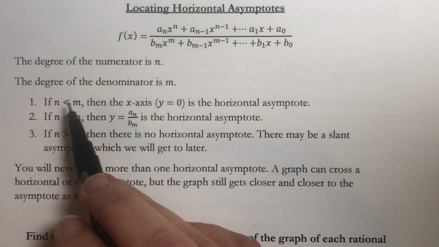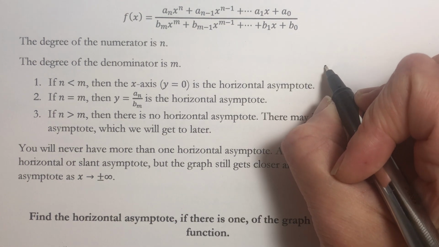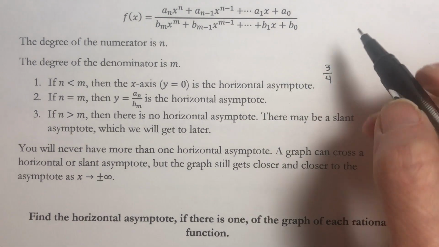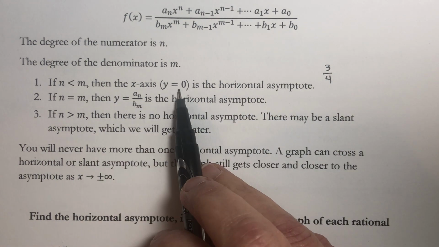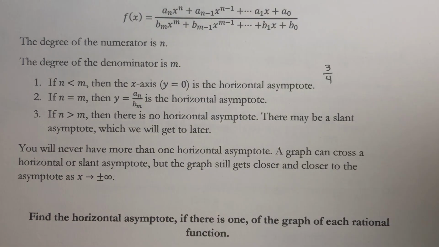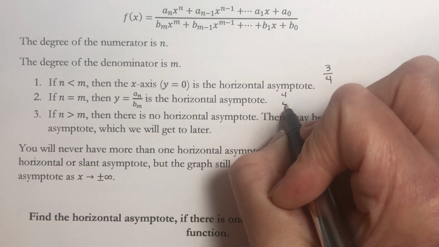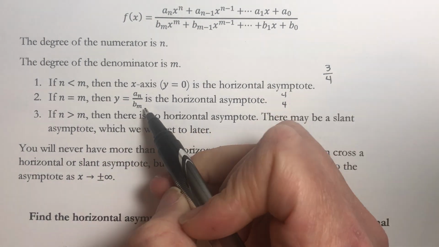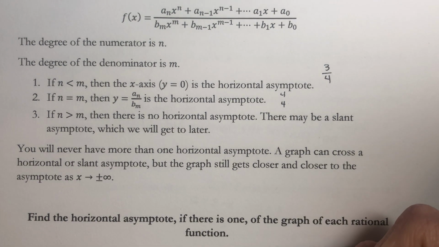If n is less than m, I think of this as having a proper fraction. So if I have 3 over 4, where the degree of the top is less than the degree of the bottom, then the x-axis is a horizontal asymptote every time. If they do that, x-axis, horizontal asymptote, you're done. Now, if they happen to be equal, so if I had a degree of 4 over a degree of 4, then you make a fraction out of your leading coefficients, and that will be your horizontal asymptote.